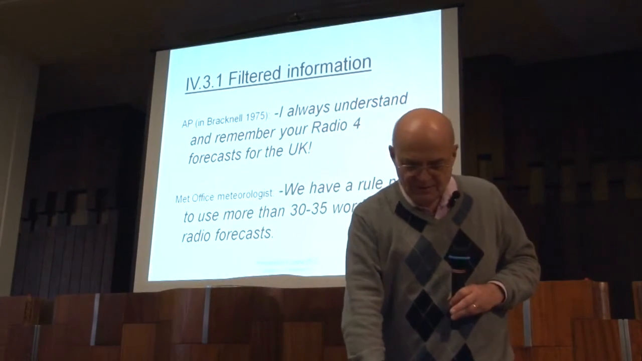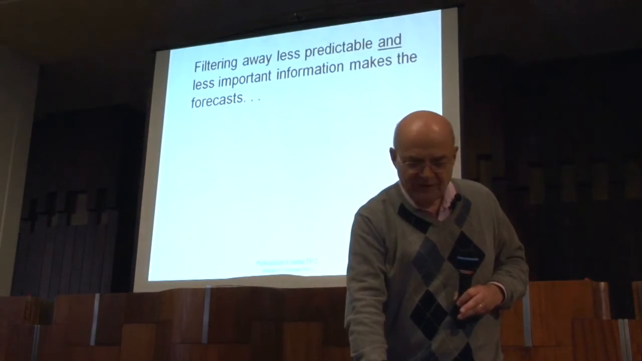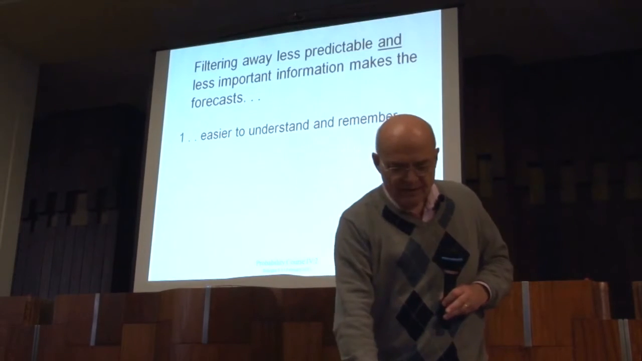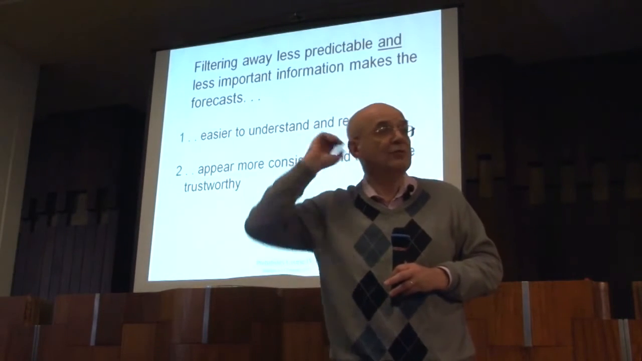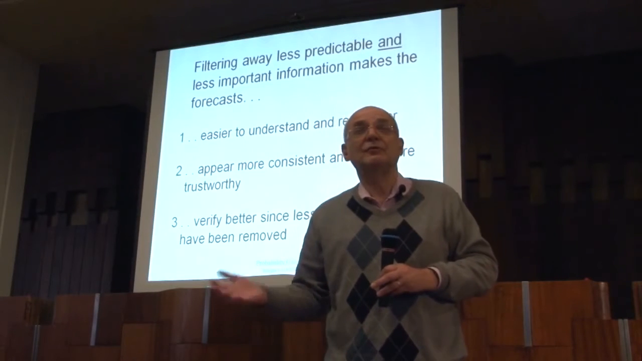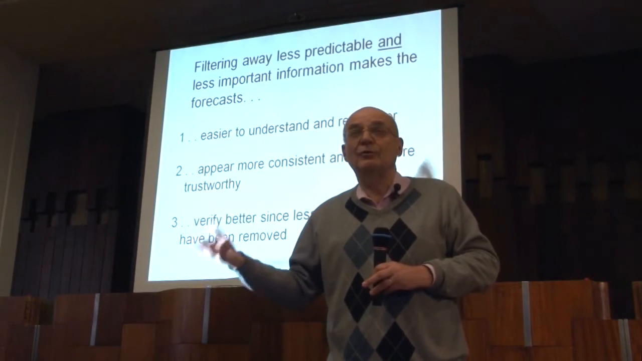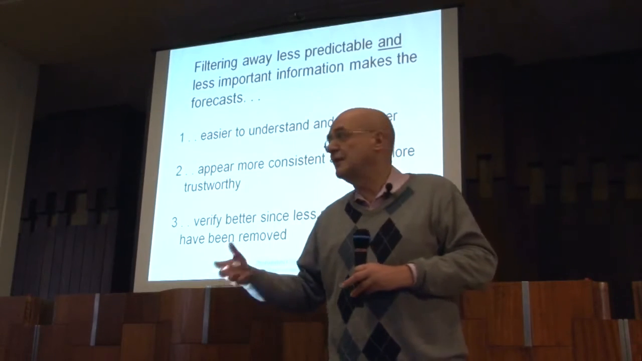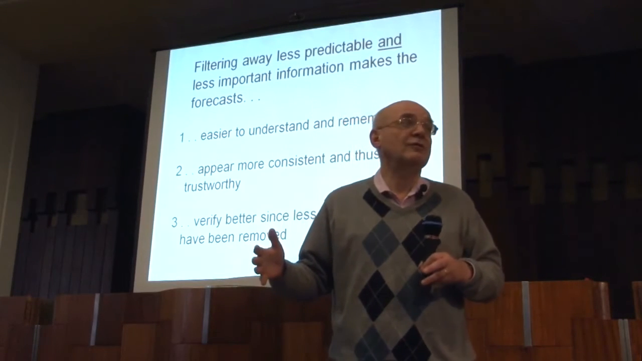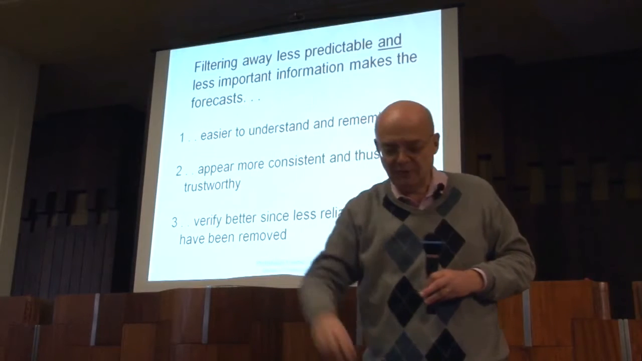And that is, in my view, still the case now when we put out on the web all kinds of 5.3 millimeter forecasts of rain. So filtering away less predictable and less important information makes the forecast easier to understand and remember. And it will also appear more consistent from one broadcast to the next and increase the trust. And it will also verify better where unpredictable details have been removed. And the probability aspect here is that what has been left out are less important events with low probability. If there is really a risk of an important event with some probability, that can then be covered within the 35 words. But most of these things can be left out of a Radio 3 or Radio 4 forecast. So that is the first level of dealing with probabilities.